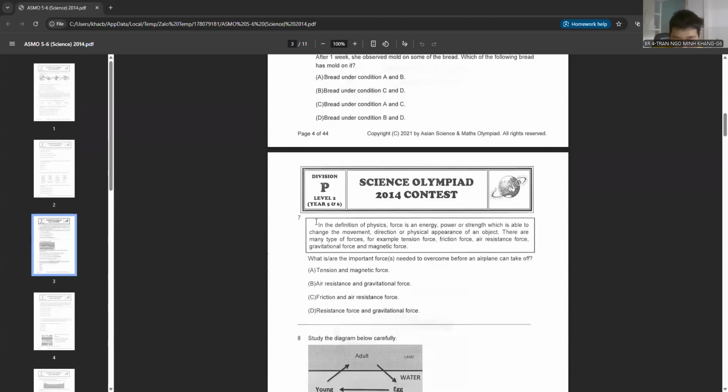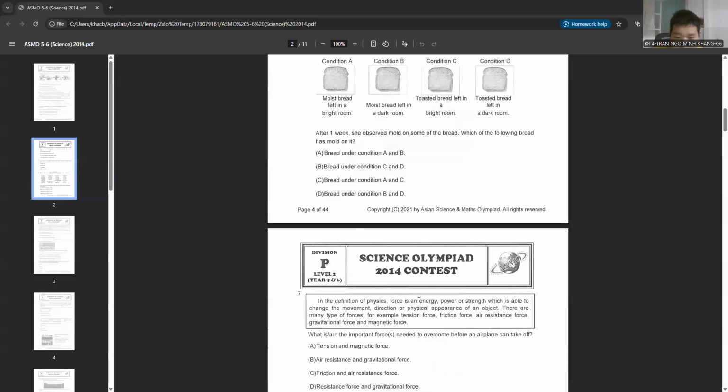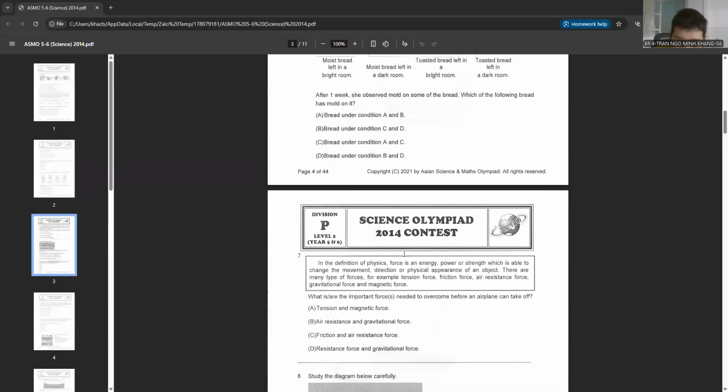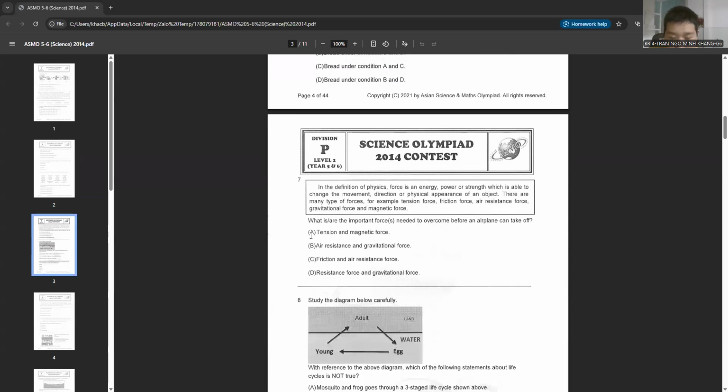Now, in the definition of physics, force is an energy, power, or strength which is able to change the movement, direction, or physical appearance of an object. There are many types of forces, for example, tension, friction, air resistance, gravitational, and magnetic. So, based on this, what would be the most important forces for a plane to take off?